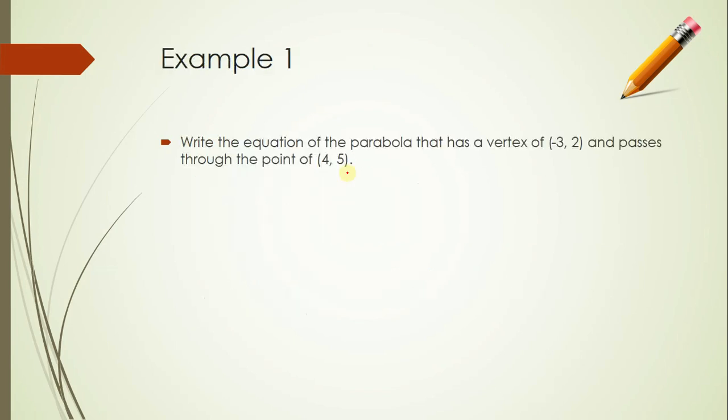So I got example 1 here. I'm going to write the equation of the parabola that has a vertex of (-3, 2) and passes through the point (4, 5). Well, since I'm given the vertex, I am going to need to use vertex form. So this guy right here. I'm given the vertex, so I'm going to plug that into my h and my k.